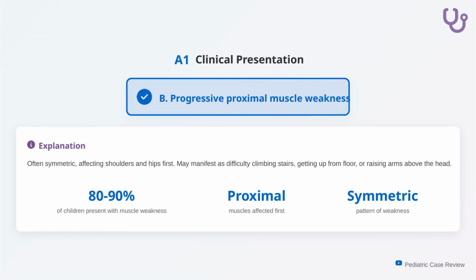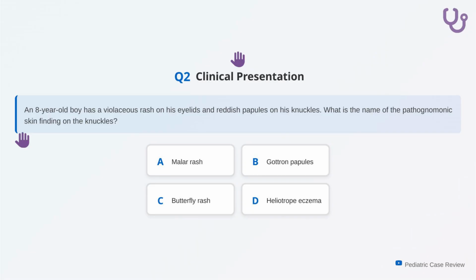Progressive proximal muscle weakness. About 80 to 90% of children with juvenile dermatomyositis present with symmetric muscle weakness affecting shoulders and hips first. This typically manifests as difficulty climbing stairs, getting up from the floor, or raising arms above the head. An 8-year-old boy has a violaceous rash on his eyelids and reddish papules on his knuckles.